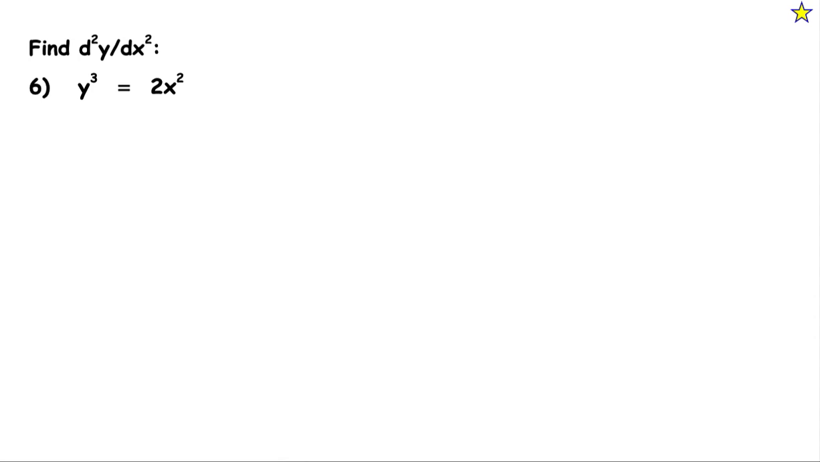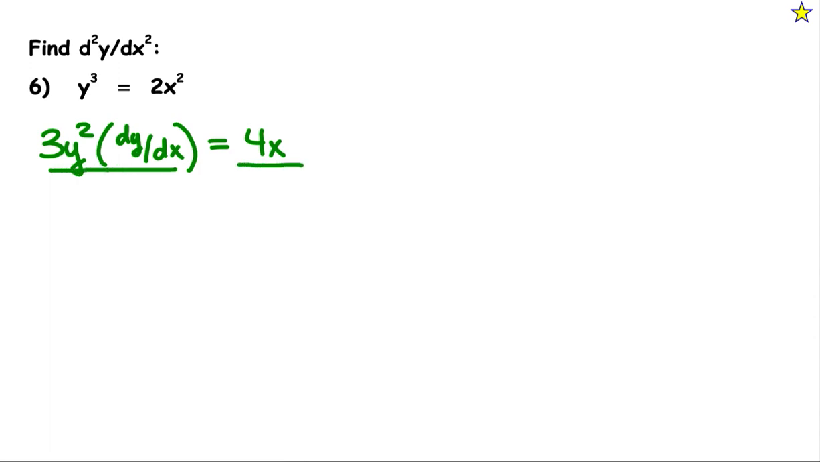First derivative will be, well, it's going to be implicit. So it's 3y squared. But that's the wrong letter, dy/dx, equals 4x. All right, I'm going to divide both sides by 3y squared. The 3y squareds are gone. And there's your first derivative: dy/dx is 4x over 3y squared.